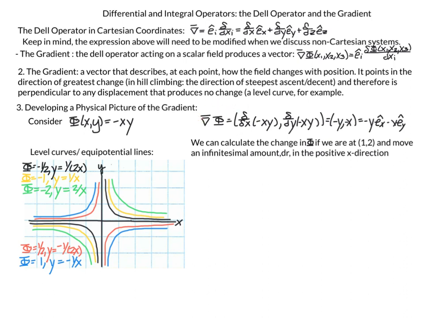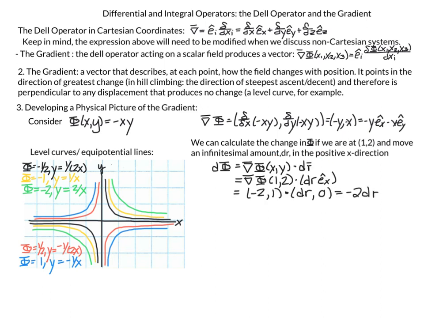Now we can use our gradient function, so we can calculate the change in phi if we are standing at the point (1, 2) and we move an infinitesimal amount, dr, in the positive x direction. And here we have the calculation. The change in phi is equal to the gradient dotted with our change in direction. So our gradient evaluated at the point (1, 2), dotted with dr, and our direction vector is only in the x direction.